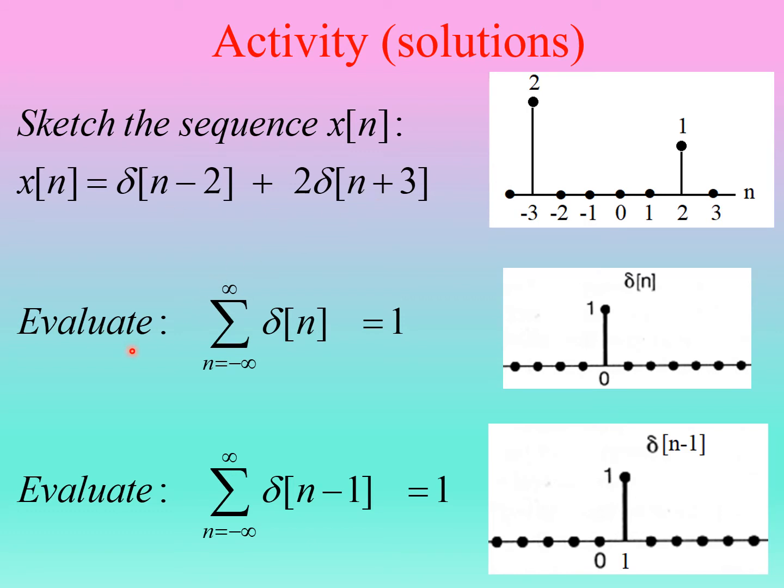The next one was to evaluate the sum over all n of the delta function. Well, we can just look at this, and it's pretty easy to tell that all you're going to be doing is adding a bunch of zeros, and then there's a 1 here, so the sum is 1. And likewise, if we shift the delta function over by 1, or any number for that matter, notice if we sum up all these values, we're still going to get the same value of 1.